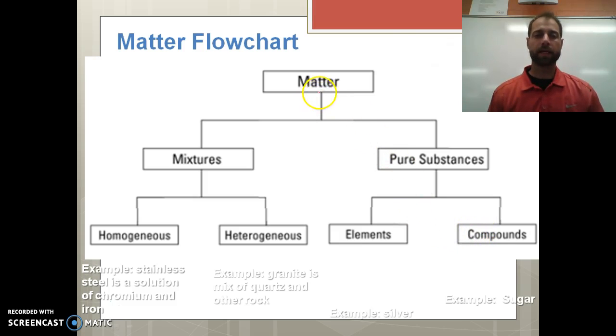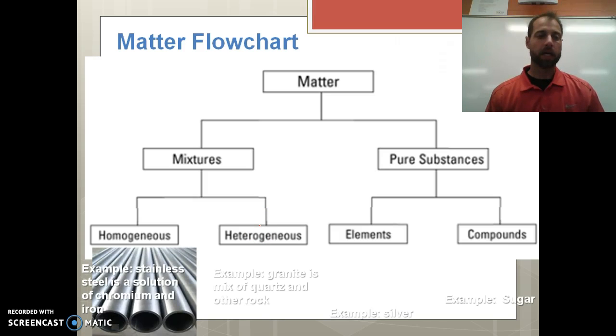The other big section of matter would be mixtures. And there's two types of mixtures. Homogeneous mixtures, in which all of the solution or all of the mixture is exactly the same, and heterogeneous, in which the mixture is going to be different depending on where in the mixture you're looking. So let's look at a couple of examples.